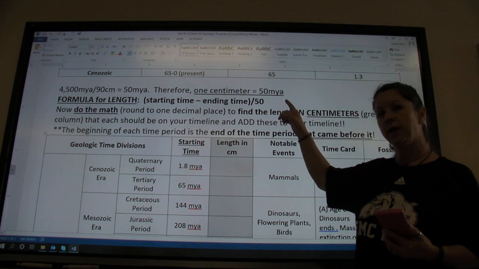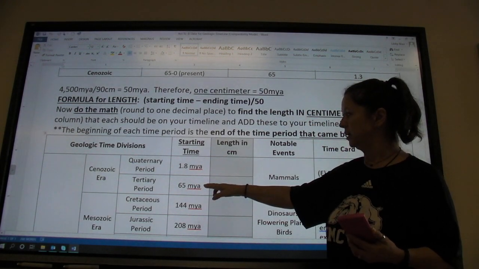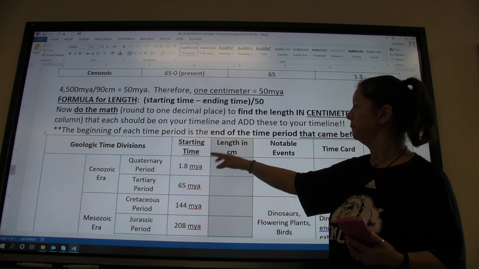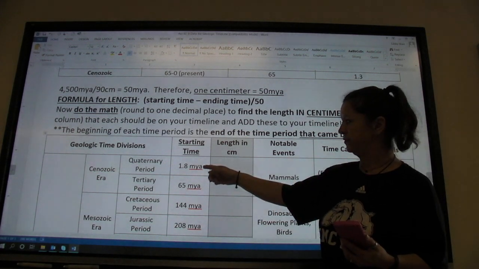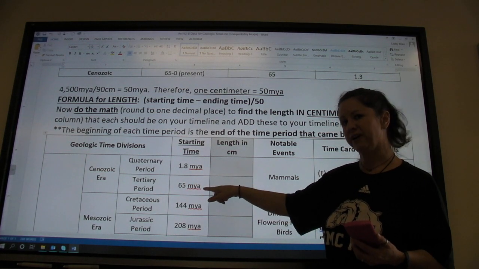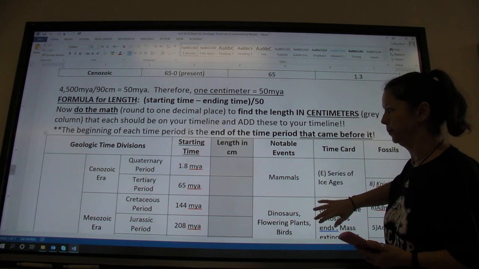You have a formula up here. That formula is to do the starting time minus the end time, okay, and then divide by 50. All right. So the starting time of this one is 1.8. So this one started 65 million years ago. It ended 1.8 million years ago.